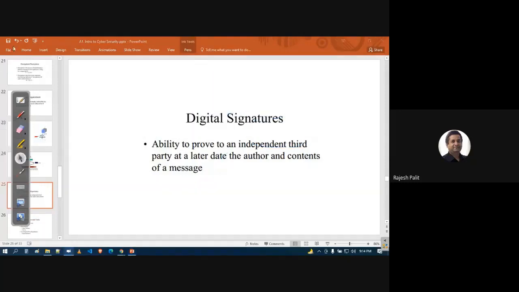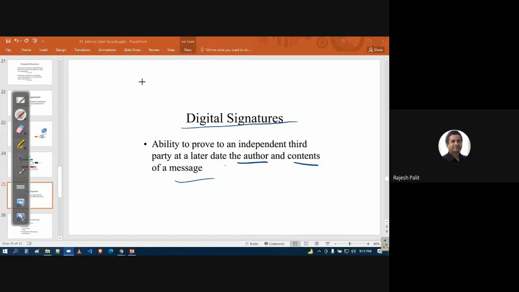Now the digital signature. Digital signature is the ability to prove to an independent third party at a later date the author and content of the message. That means the receiver can prove who is the author of the email or the message, and the content of the message. So it is like non-repudiation. When a receiver receives a message, he or she will be able to say who is the author and what is the content of the message.